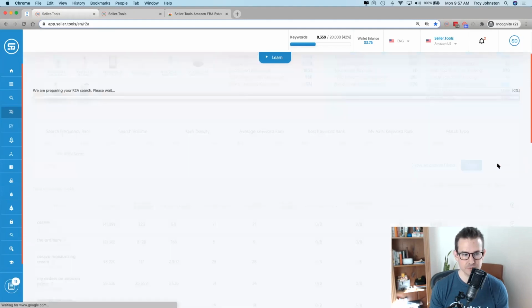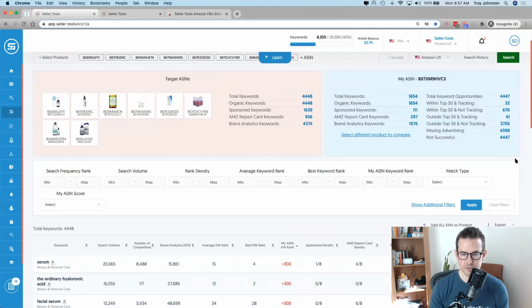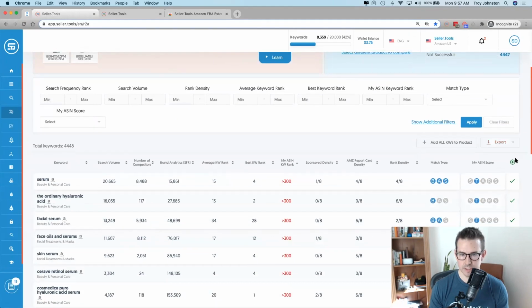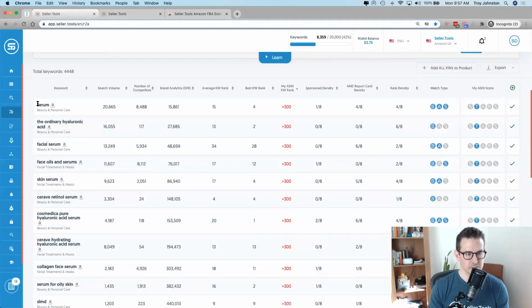So I'm going to clear that filter. We can look at the fresh results here. I'm going to scroll down, and again we can see Serum, a good fitting but somewhat general keyword, the top keyword here. We've got search volume, number of competitors, brand analytics data. So it's in brand analytics. The average keyword rank across our target ASINs is 15. The best is 4. If we hover over it, we can actually see which ASIN that is.